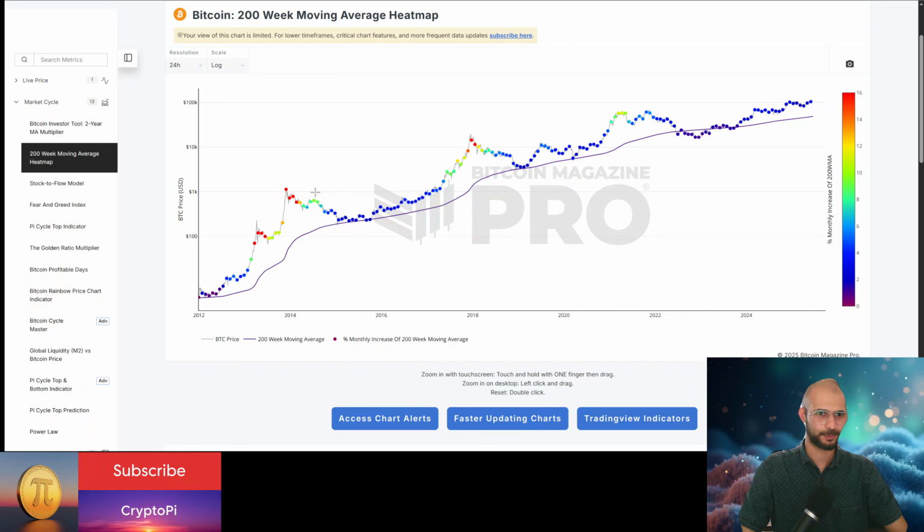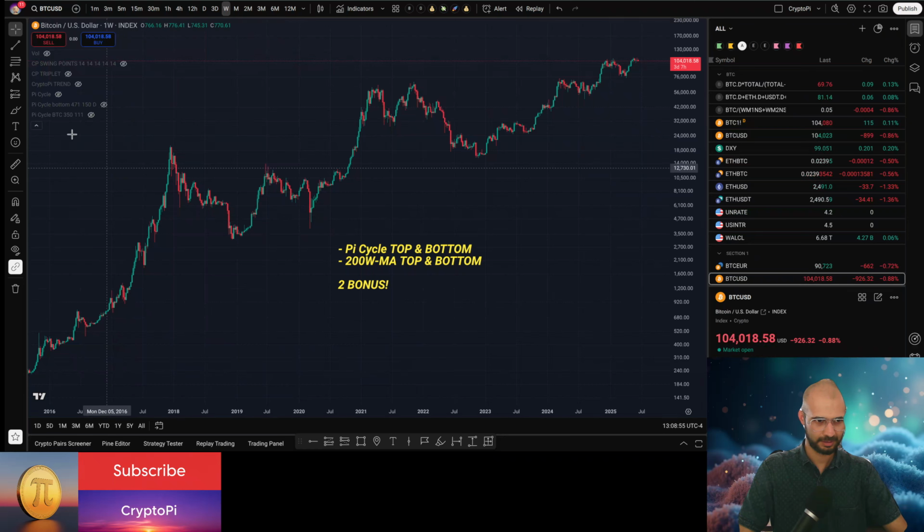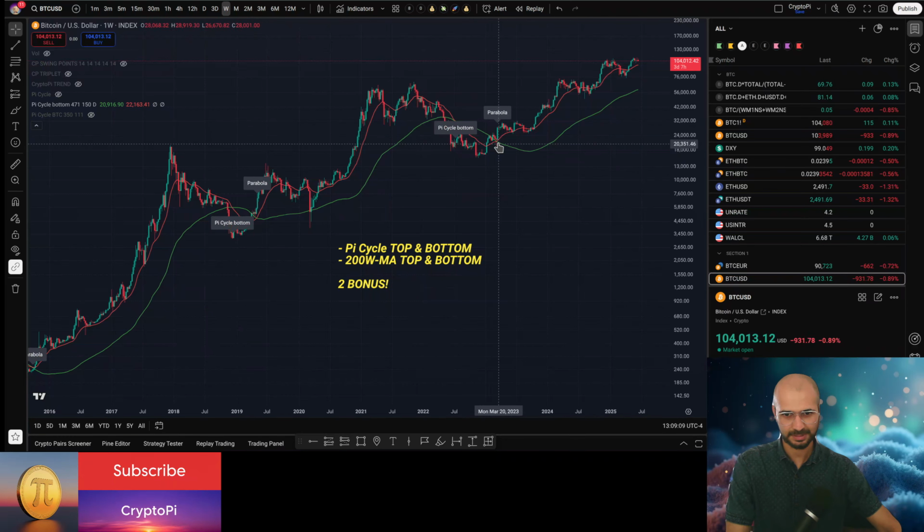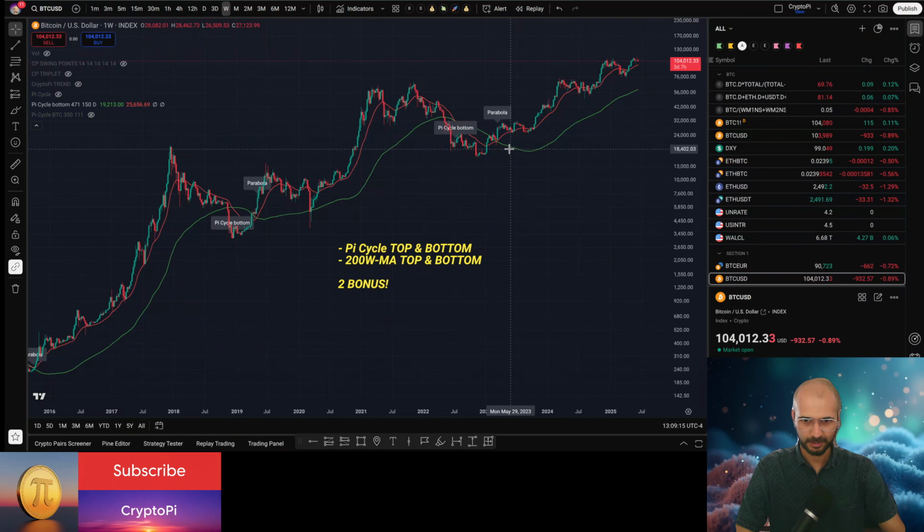All right, so 200-week moving average as the bottom, we see that it works pretty similar to bicycle bottom, where the bottom is in and there is an accumulation phase going on. Bicycle bottom also tells us that after the crossover between red and green, when the red, which is the fast moving average, is above the green, the slow moving average, we see a parabolic phase which starts.